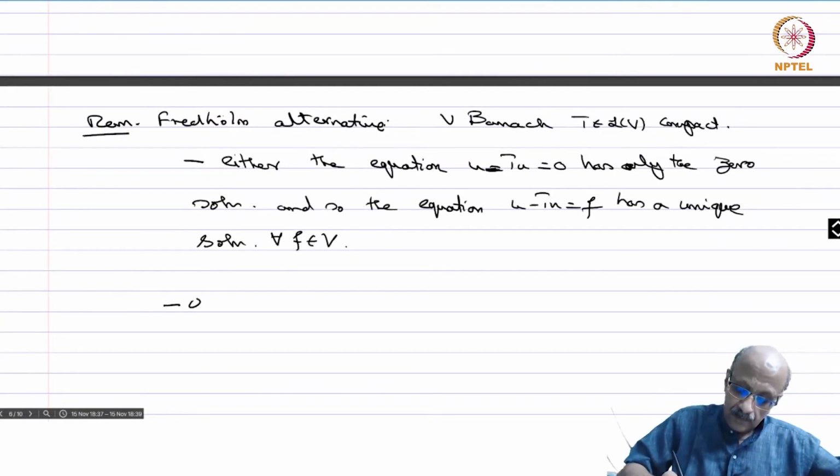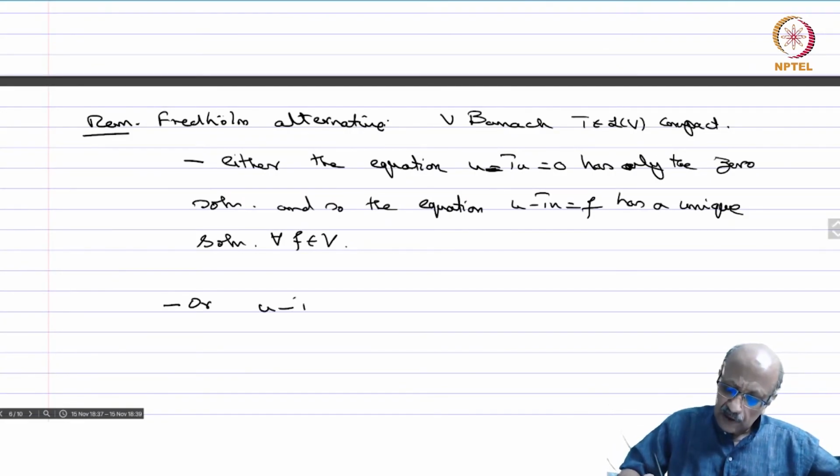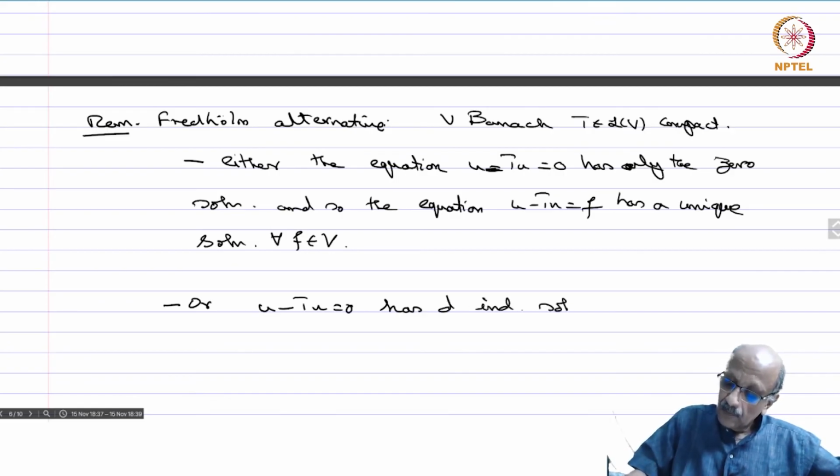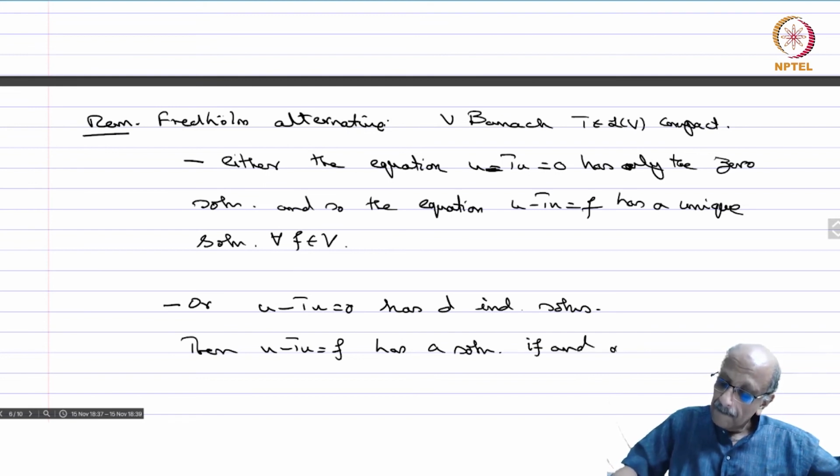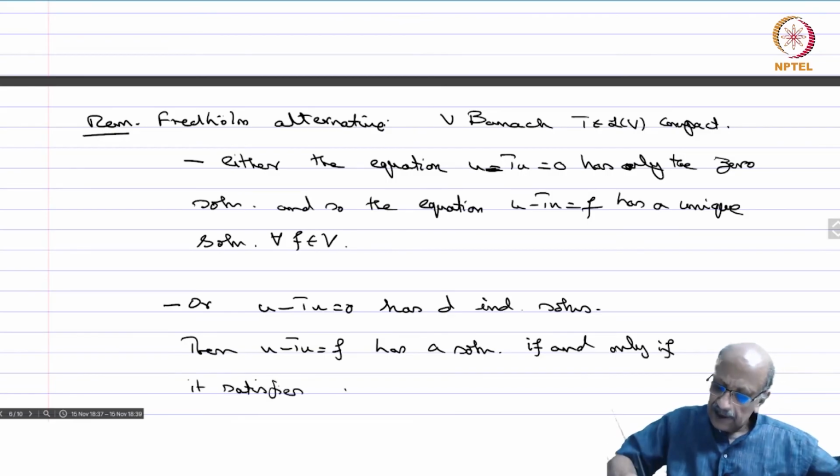Or u minus Tu equal to 0 has d independent solutions, then u minus Tu equal to f has a solution if and only if it satisfies d compatibility conditions.